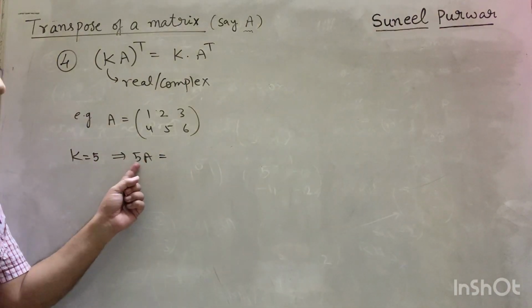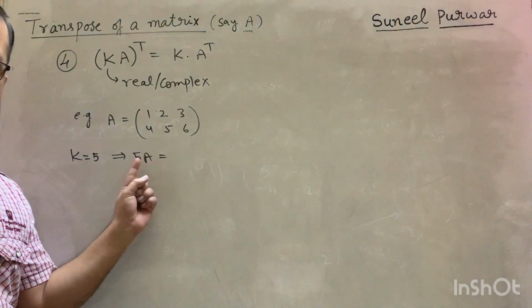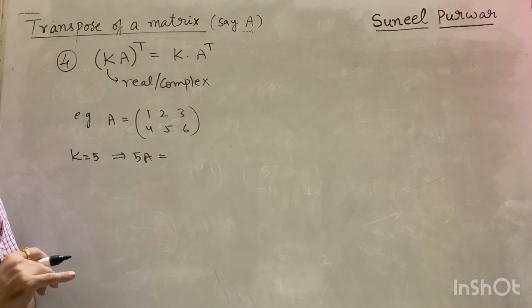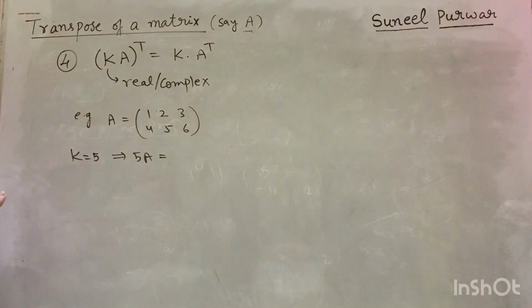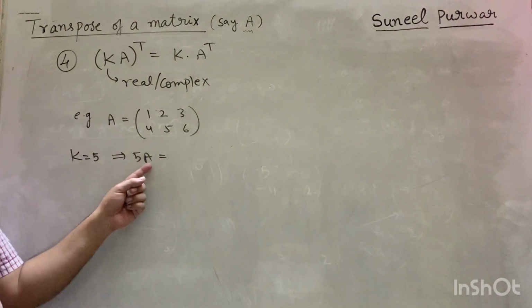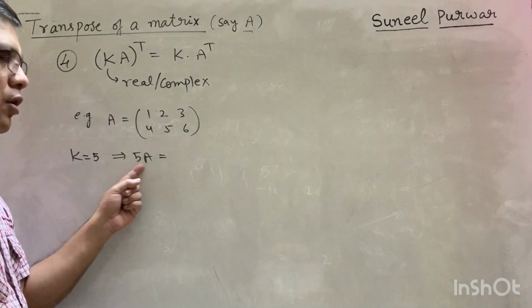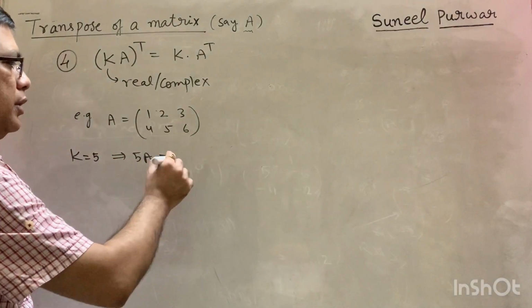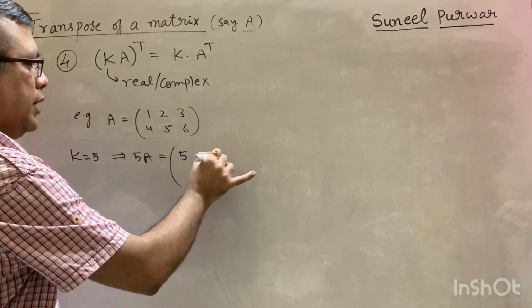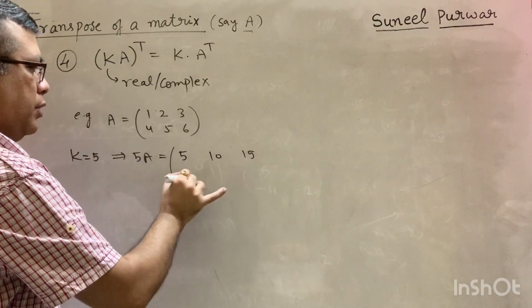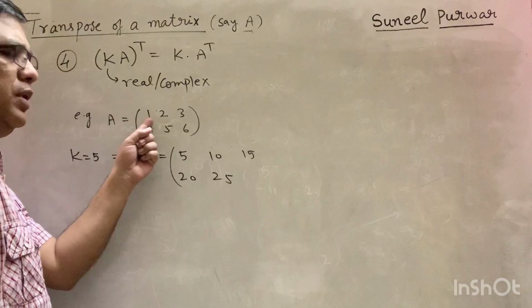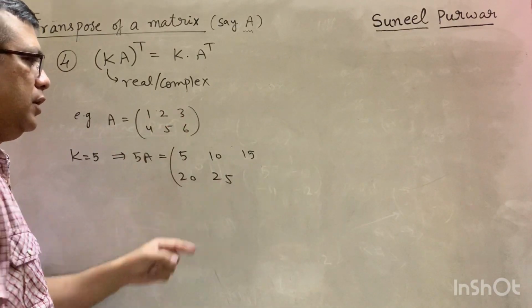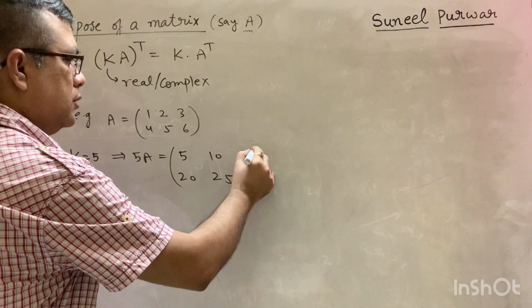You know, when you multiply a number in a matrix, then that number gets distributed to all elements of the matrix. It gets multiplied to all elements of the matrix. So this is A. So how will you get 5A? By multiplying 5 to each element of A. So you will get 5, 10, 15, 20, 25. Keep multiplying 5 in all elements. 5 4s are 20, 5 5s are 25, 5 6s are 30.